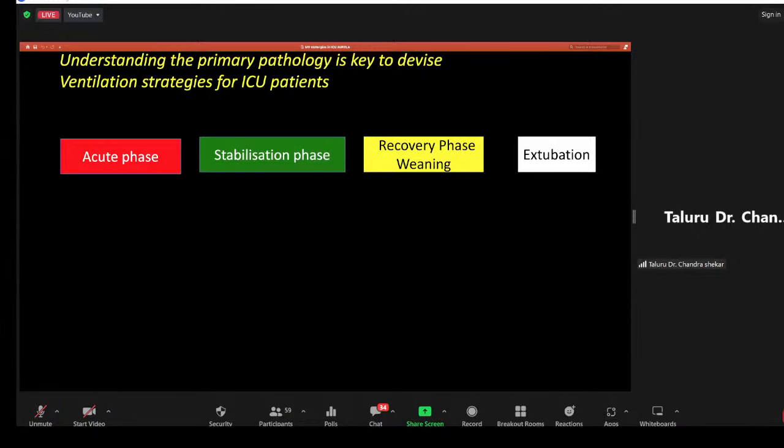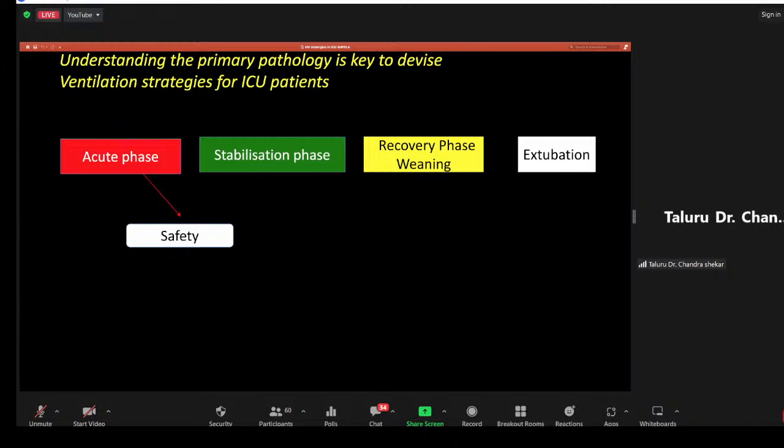So another way of looking at the strategies is, at what phase of the disease process are we? If you look at the disease process, there is an acute phase, a stabilization phase, a recovery phase, and a phase where a patient has recovered and gained adequate functional capability, where we can get him off the ventilator, what we call the extubation phase. When somebody is in the acute phase, we are not trying to wean or extubate him, right? We are only going to look at the safety of the lung. We are not trying to wake him up. We are not trying to decrease the support.